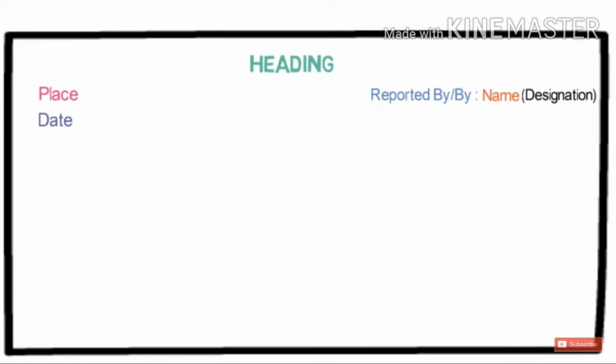Now let's understand the format of a report. First, we need to draw a rectangular box. Sometimes it is not necessary to draw a box, but it makes your report attractive. Then the second is, in the middle, in the first line, write the heading of the report in capital letters. Always remember that the heading contains the event's name. Then the third one is, in the right hand corner, mention reported by, or the name of the person who has written the report, or his designation if any.